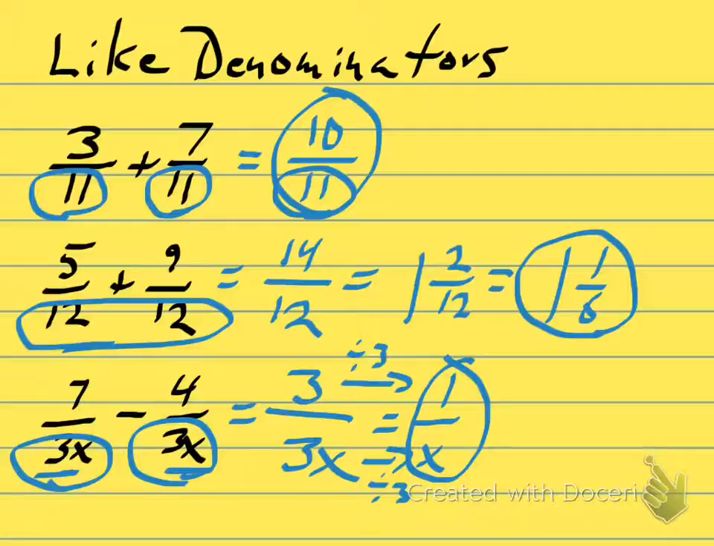All right, so that's a quick review. Well, it's not all review. So that's what we do when we have like denominators. And this part right here with the variables is something that you haven't done before.